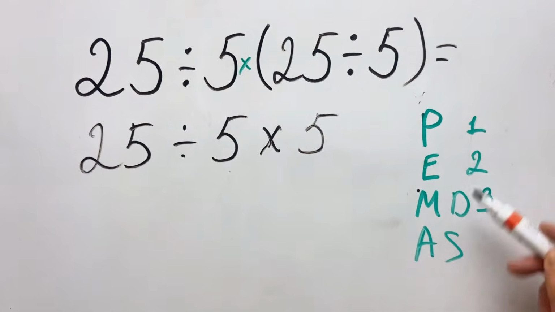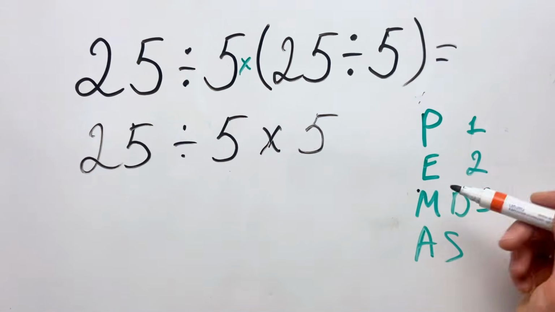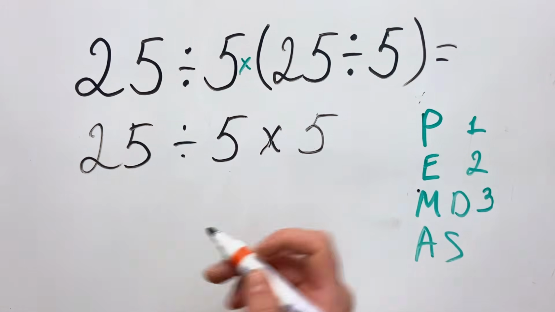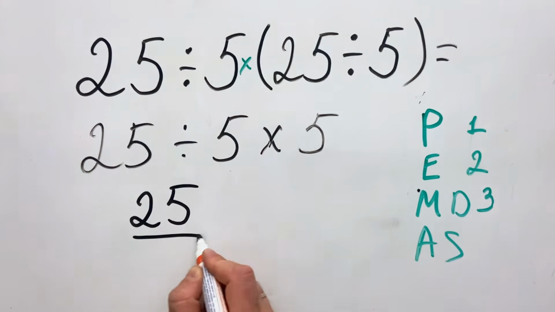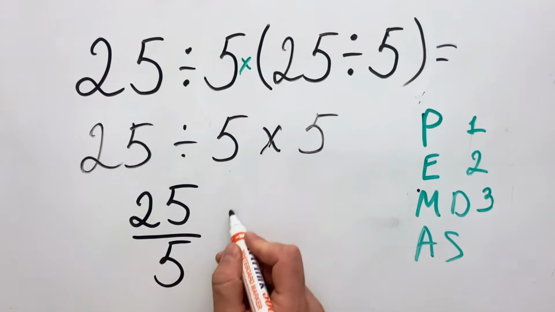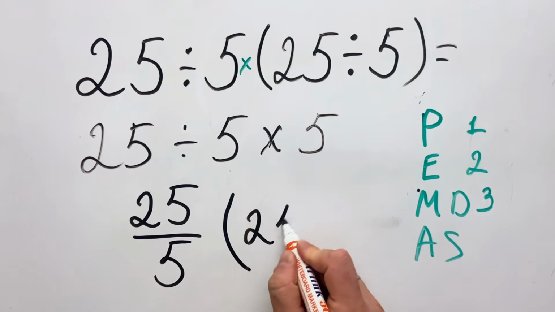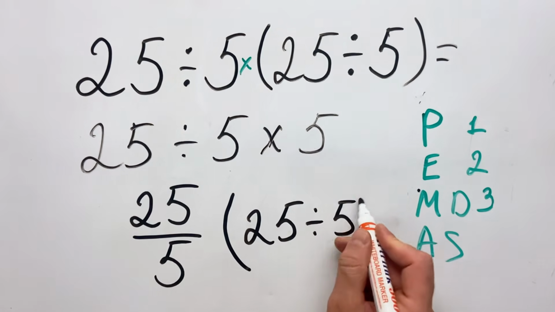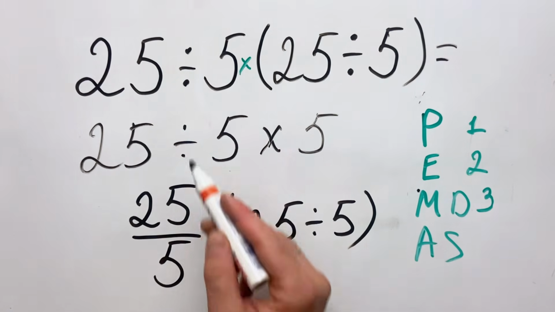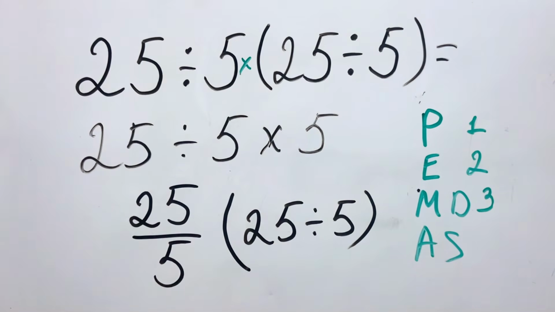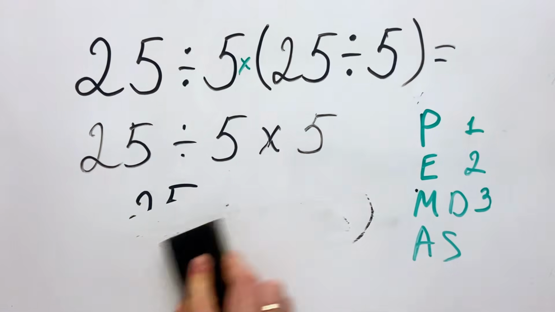Another argument why the order of operations is the correct way: 25 divided by 5, we can write as 25 over 5, next to 25 divided by 5. So in this case, what's happening? We have this because division can also be written as a fraction. So we have this fraction multiplied by the number. Correct? Correct.